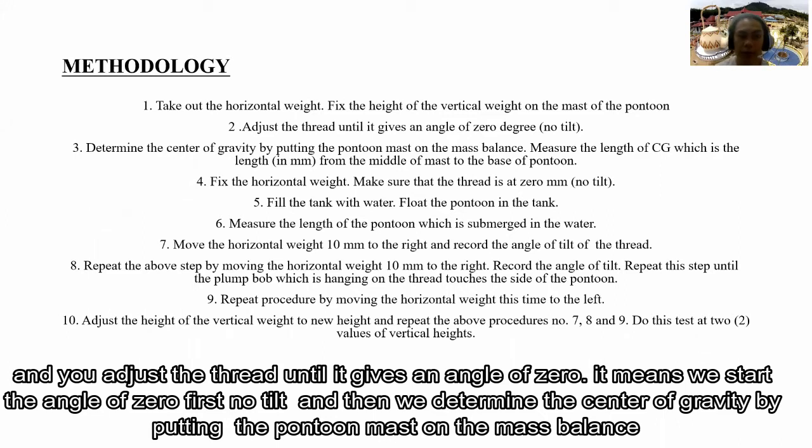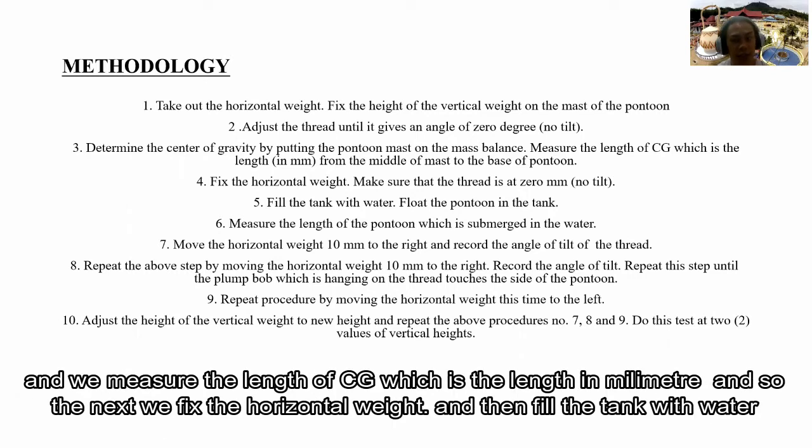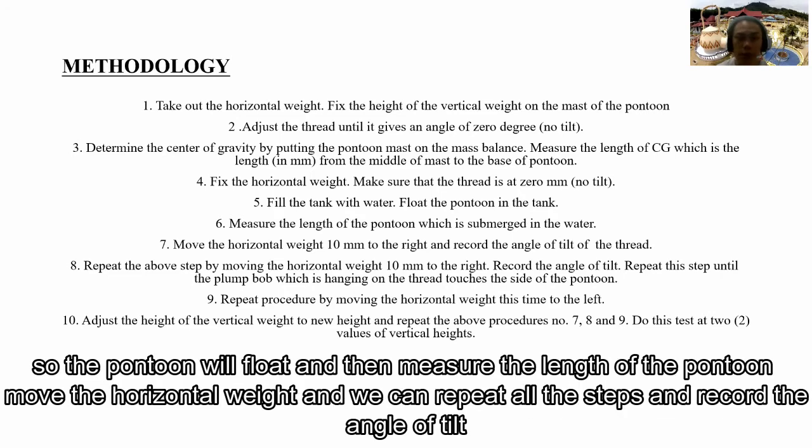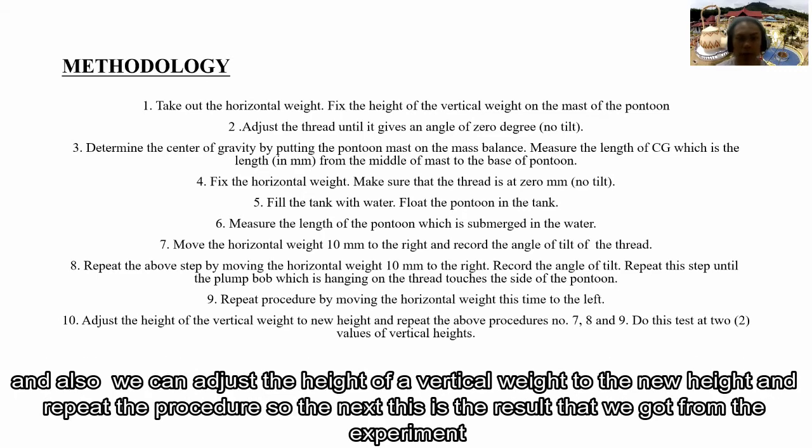And then we determine the center of gravity by putting the pontoon mass on the mass balance, and we measure the length of CG, which is the length in millimeter. So the next is we fix the horizontal weight, and then we fill the tank with water, so the pontoon will float. And then we measure the length of the pontoon, move the horizontal weight, and we can repeat all the steps and record the angle of tilt. Also we can adjust the height of the vertical weight to a new height and repeat the above procedure.